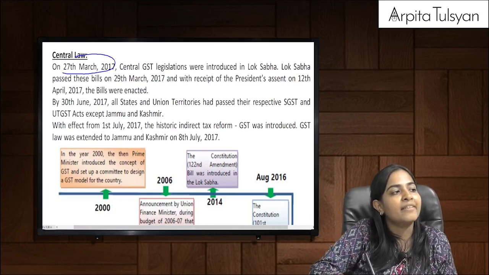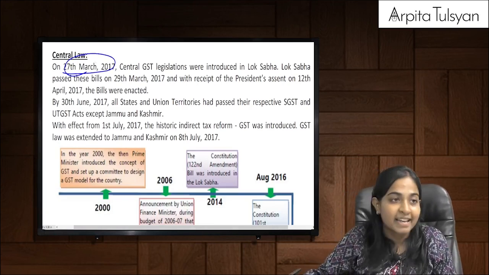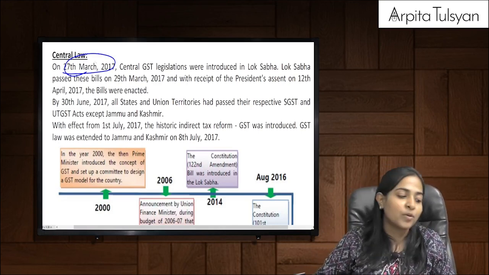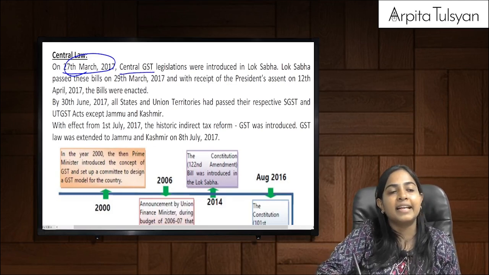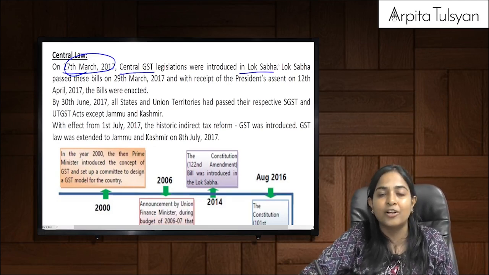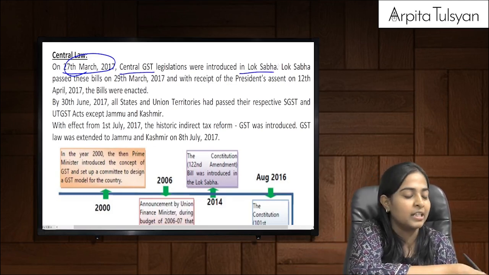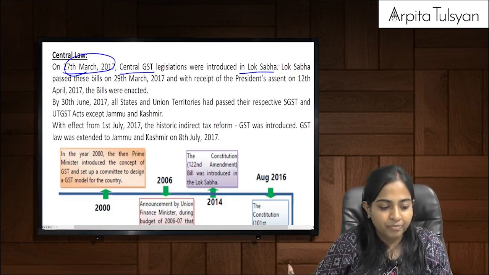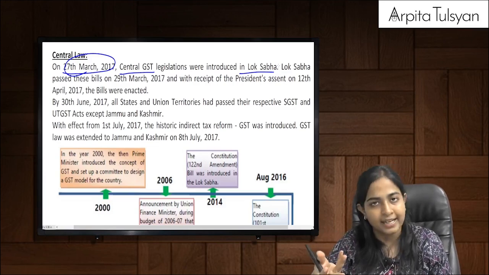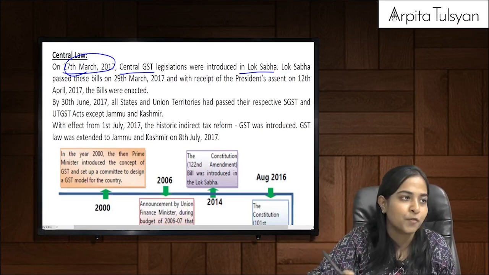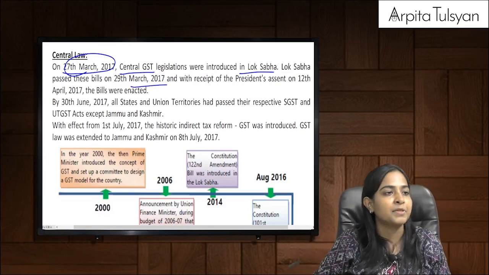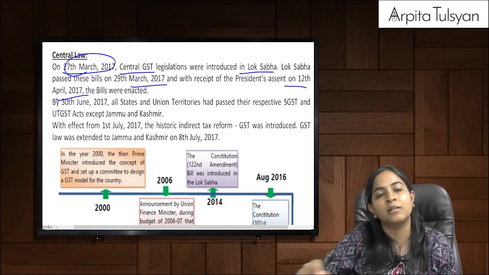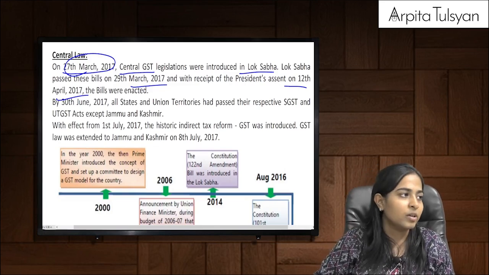On 27th March 2017, okay, now see the speed up. On 27th March 2017, central GST legislations were introduced in the Lok Sabha. Okay, it was done in the Lok Sabha. Then after that, Lok Sabha passed the bills. On 27th March, it was laid, and 29th March it was passed. Okay, within a time span of 2 days. Within the next few days, the president's assent was also received.